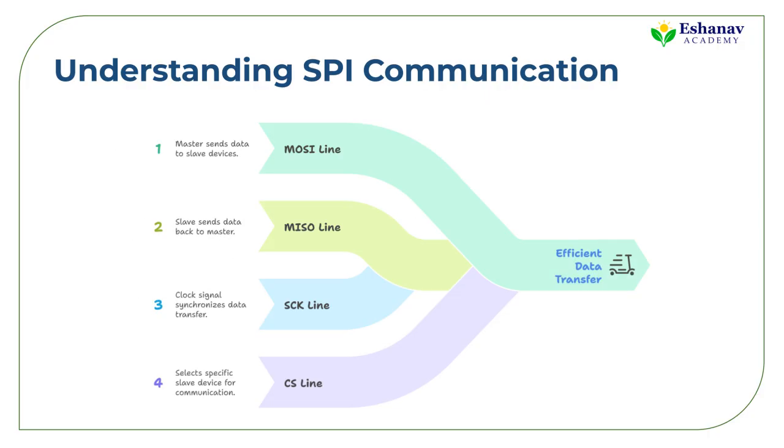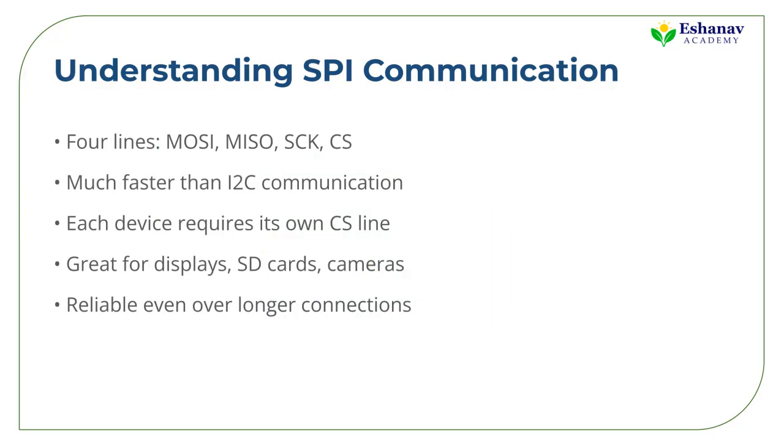Now, SPI is more like a multi-lane highway, where every car has its own entrance ramp. It uses 4 main lines: MOSI, MISO, SCK, and CS. Data flows fast, often 10 times faster than I2C, which makes it the go-to for displays, memory cards, and high-throughput sensors. The ESP32 usually maps MOSI to GPIO23, MISO to GPIO19, SCK to GPIO18, and CS to GPIO5, though you can adjust these. The trade-off is wiring.